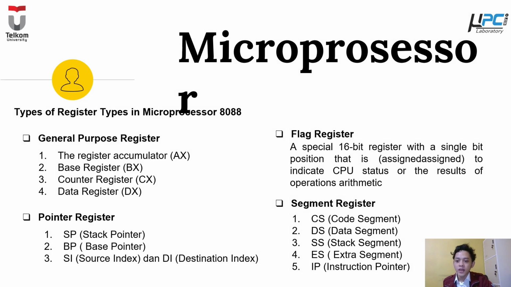So there are several types of register in microprocessor 8088. We take this as an example. The first is general purpose register: the accumulator register or AX, base register or BX, counter register or CX, and data register or DX. The second one is pointer register. Pointer register consists of stack pointer, base pointer, source index, and destination index. Then we have flag register, a special 16-bit register with a single bit position that is assigned to indicate CPU status or the result of arithmetic operation. And then we have segment register that consists of five: code segment, data segment, stack segment, extra segment, and instruction pointer.